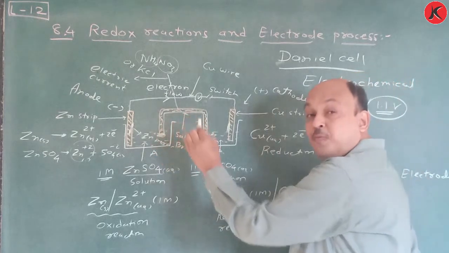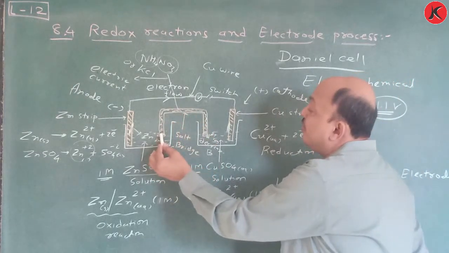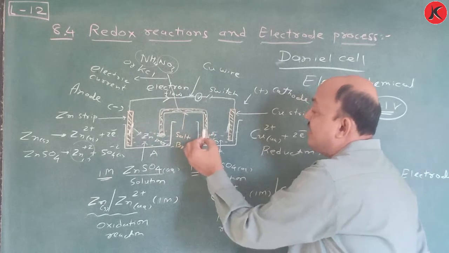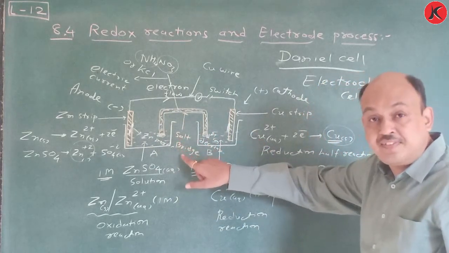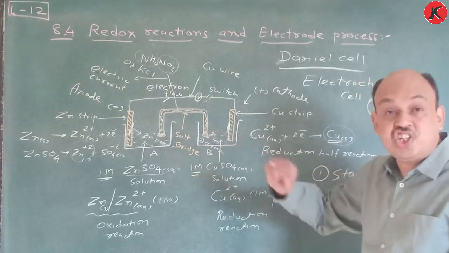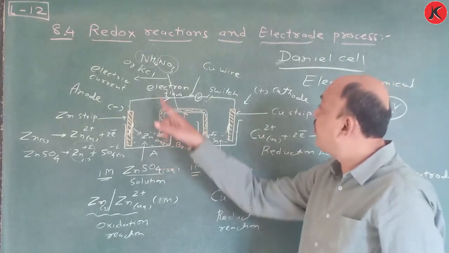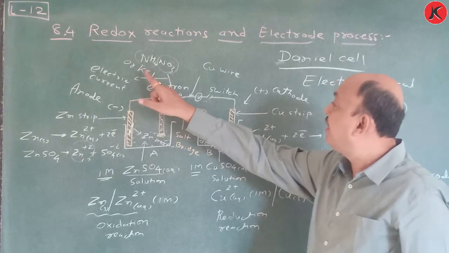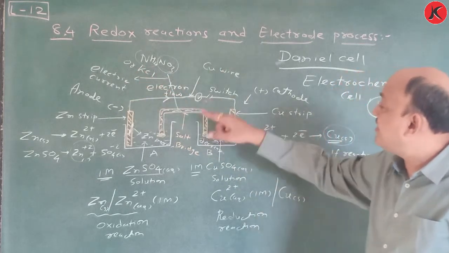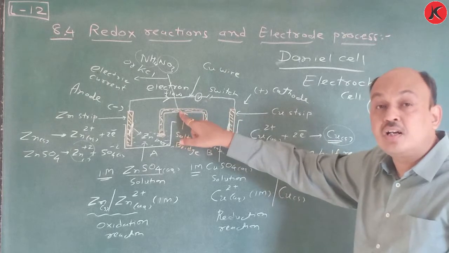So the cell stops working. So we have to take another apparatus, a salt bridge, which acts as a salt bridge connection, in which we take ammonium chloride or potassium chloride, which is a salt, with agar powder.